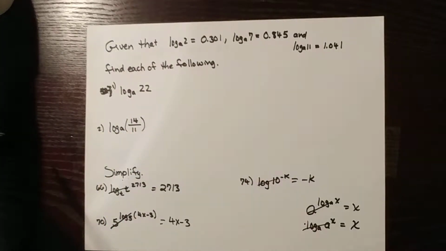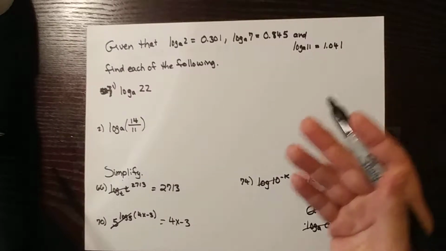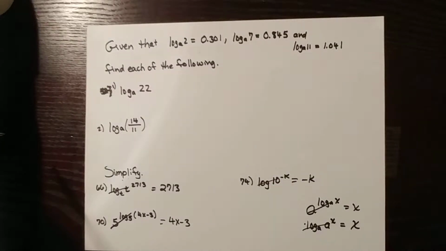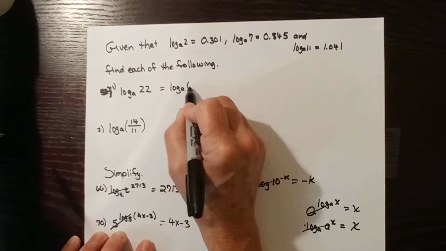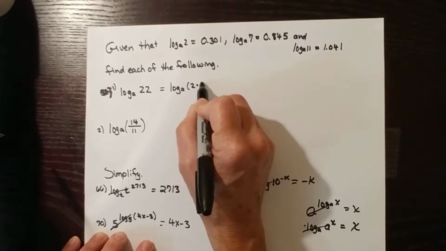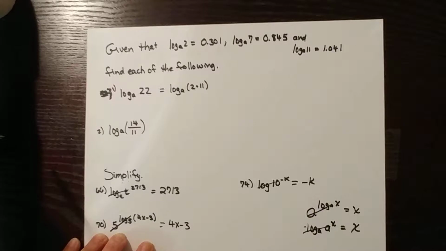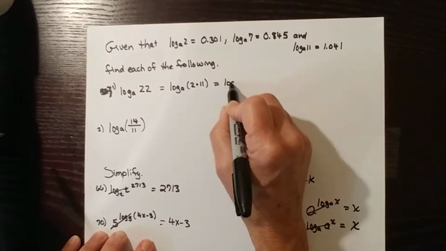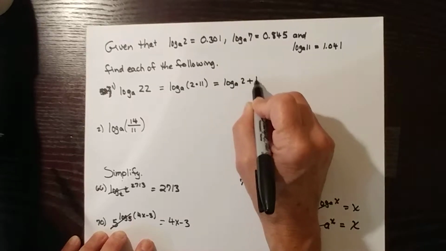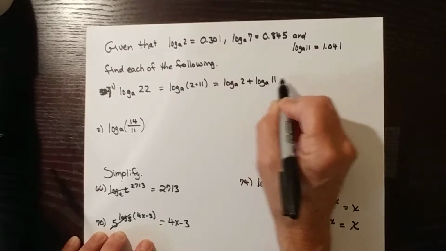So right here, log base a of 22. I'm not given what log base a of 22 is, but I can rewrite the number 22 into some of the numbers that I see right there. I can rewrite 22 into 2 times 11. So this is equal to log base a of 2 times 11. And then I can use the product rule, which says this is equal to log base a of 2 plus log base a of 11.